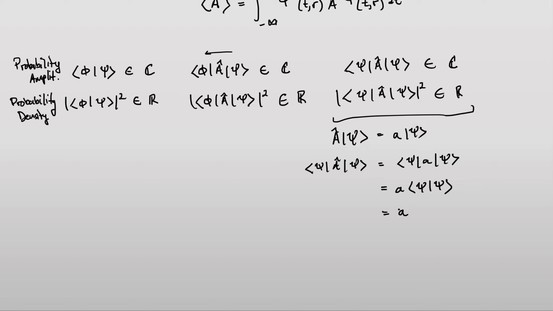And lo and behold, this could be a complex number. This is a complex number because fundamentally, this is a number. It could be complex or it could be real, but oftentimes in quantum mechanics, this is complex. So this could be a complex number or a real number. And when we square it, we just get real, right? So this is just real.